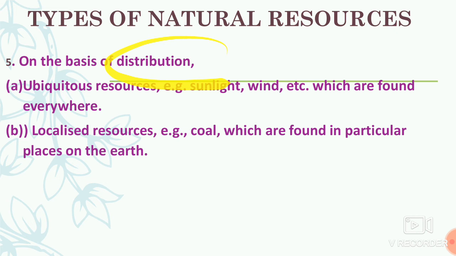On the basis of distribution: ubiquitous resources and localized resources. Ubiquitous resources are found everywhere, such as sunlight, wind, water. And next are localized resources, which are found only at particular places. Example, coal.